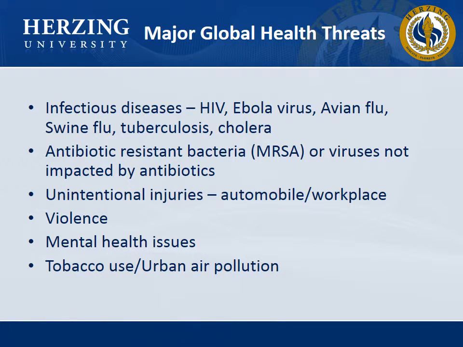Major global health threats. Number one, or one of them, is infectious diseases such as HIV, the Ebola virus, avian flu, the swine flu, tuberculosis, and cholera. Another is antibiotic-resistant bacteria such as MRSA, or viruses not impacted by antibiotics, or other means such as antifungals. Unintentional injuries such as in the automobile industry or the workplace industry. Violence, including domestic, physical, mental health issues, and the use of tobacco and urban air pollution.